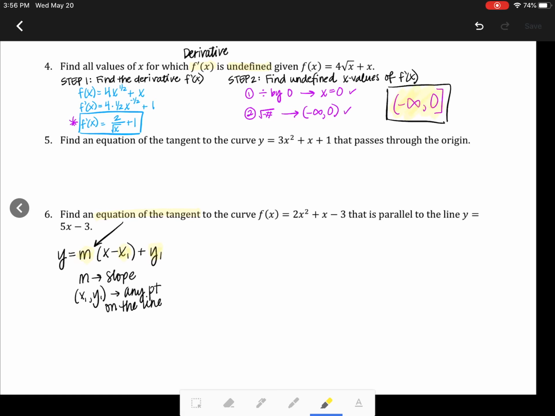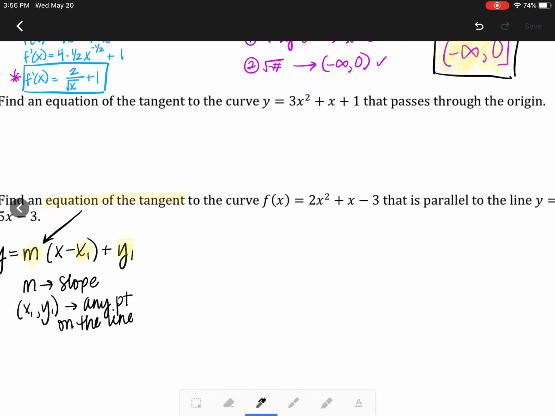So what do we know? Well, first of all, let's write that out. We're going to need our slope and we're going to need a point. Let's read the rest of the question to see what they've given us.